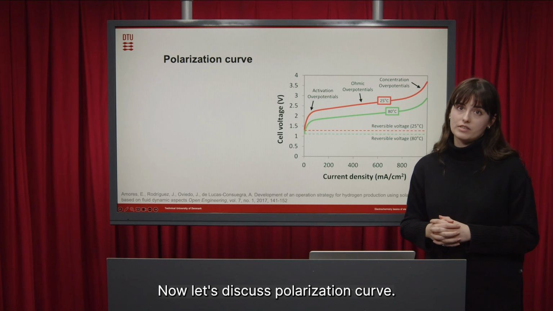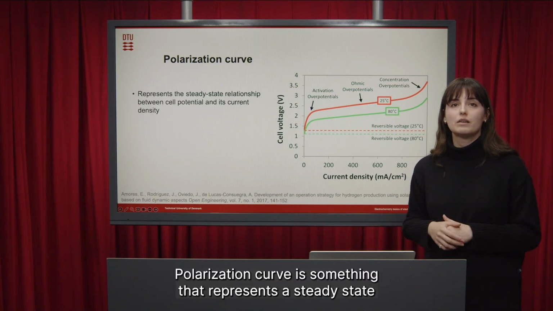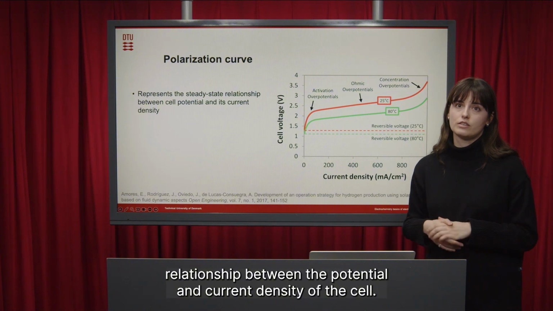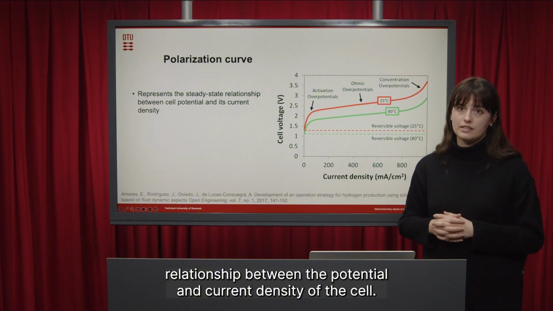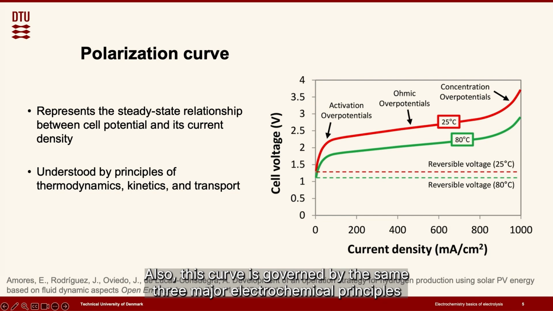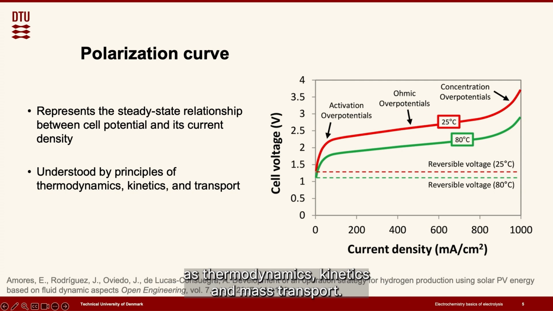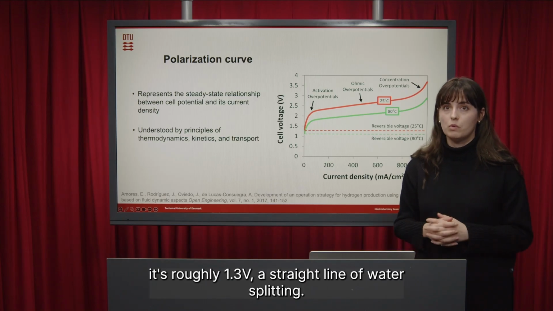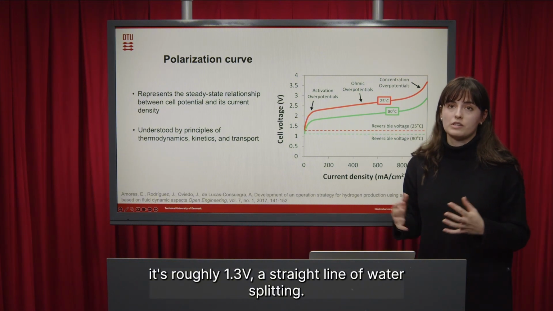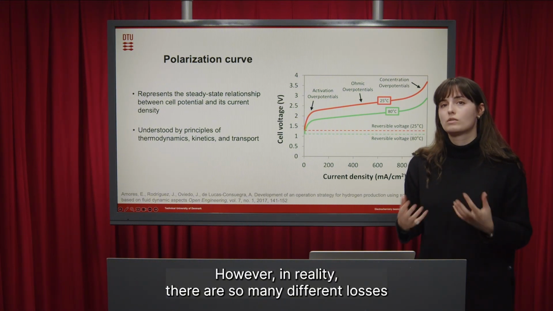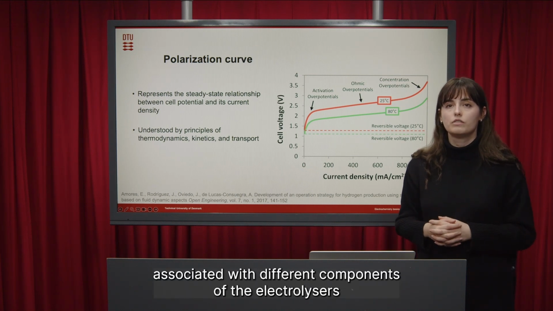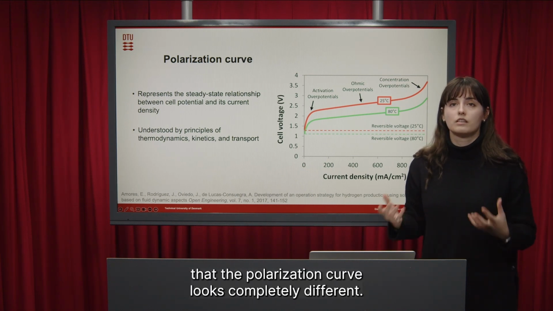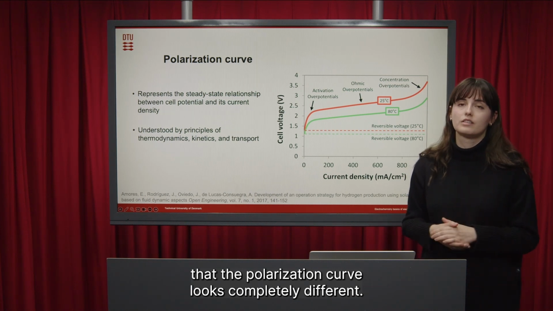Now let's discuss the polarization curve. The polarization curve represents a steady-state relationship between the potential and current density of the cell. Also, this curve is governed by the same three major electrochemical principles: thermodynamics, kinetics, and mass transport. As you can see on this graph, our ideal, perfect scenario is 1.23 volts, a straight line of water splitting. However, in reality, there are so many different losses associated with different components of the electrolyzers that the polarization curve looks completely different. Let's discuss it.